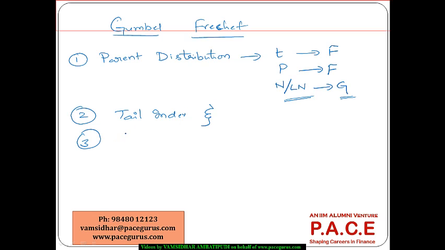And probably the best way is to be on the safer side, go with the Fréchet, because we have seen that the Fréchet is more and more conservative. It gives a much higher value of the extremes. So probably it becomes more and more conservative in the approach. So for some safer kind of options, probably I can still rely on the Fréchet rather than on the Gumbel distribution.